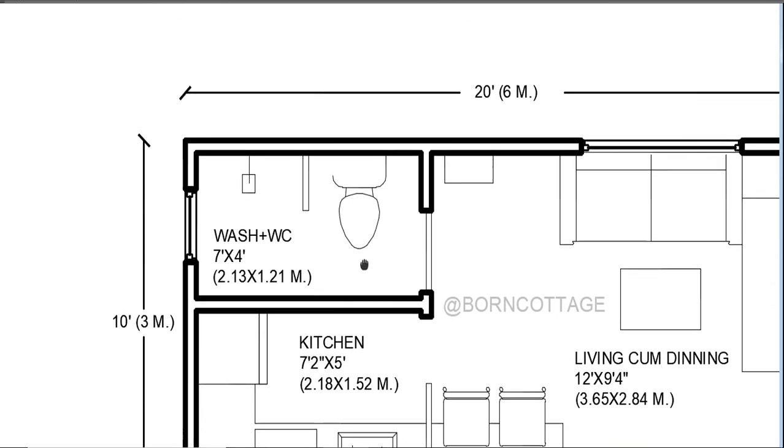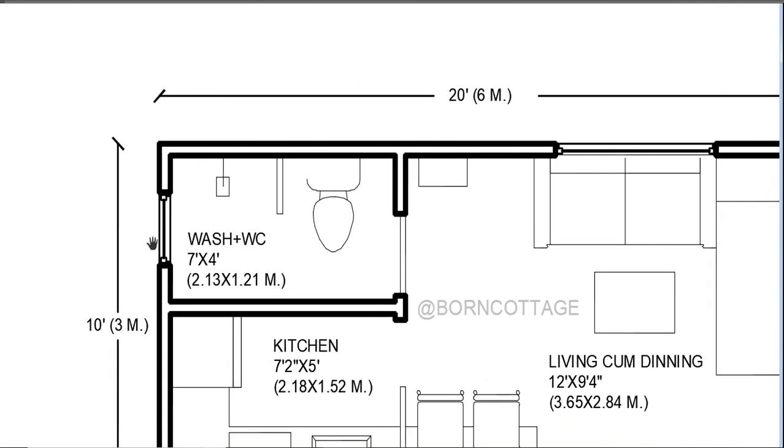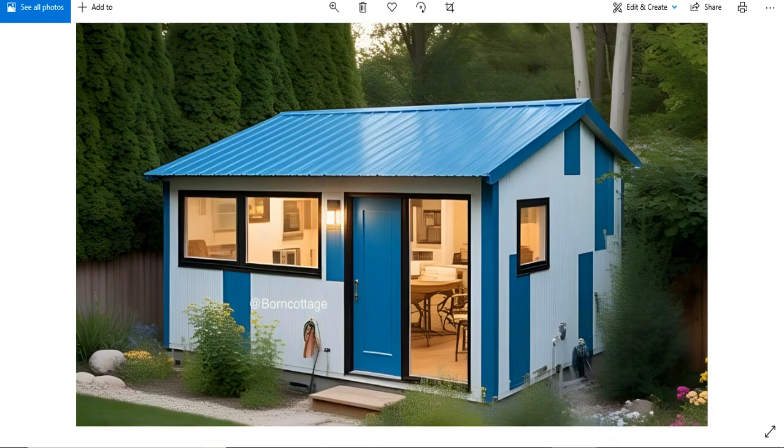And we have a common use washroom plus water closet here. The size of the washroom is 7 feet into 4 feet, in meter 2.13 into 1.21 meter. You can see here the water closet and the shower area, and we have a ventilator for ventilation of this washroom. So this is the floor plan of the house you are watching on the screen.